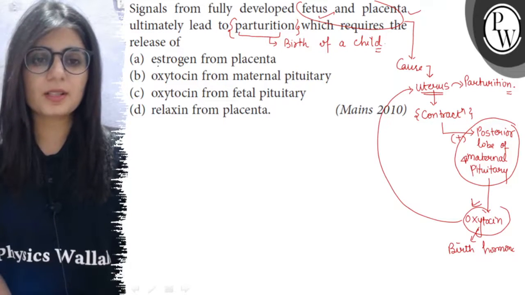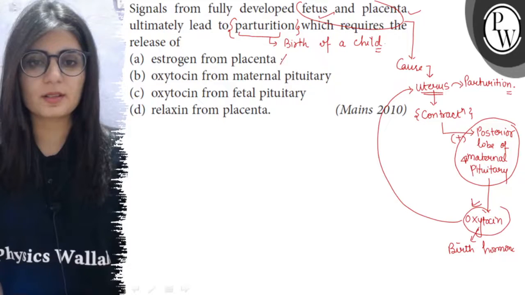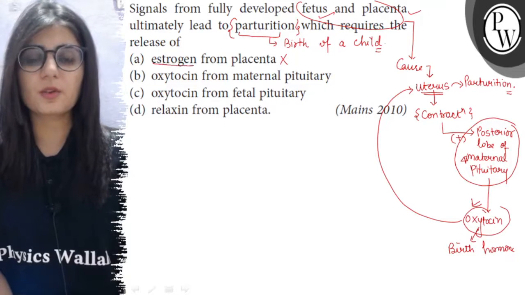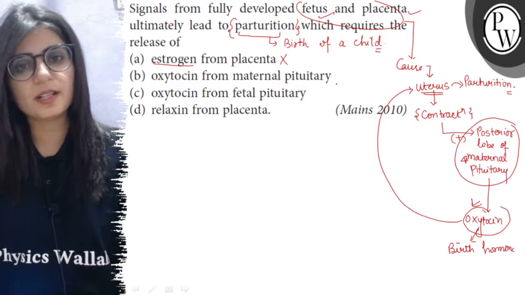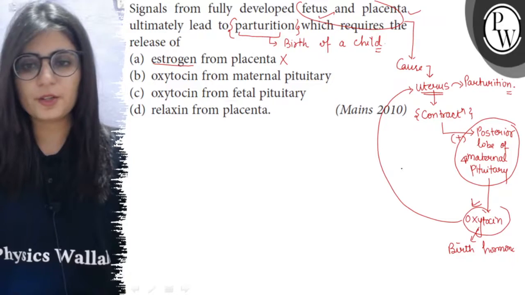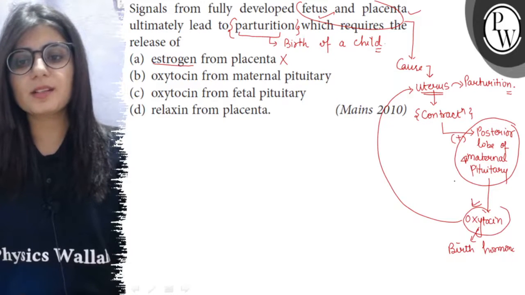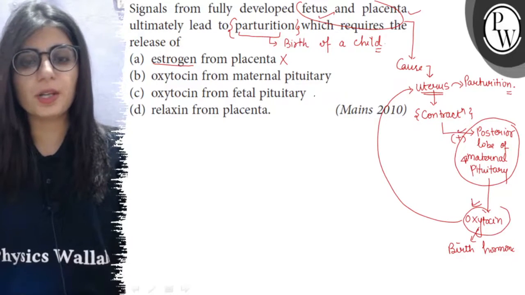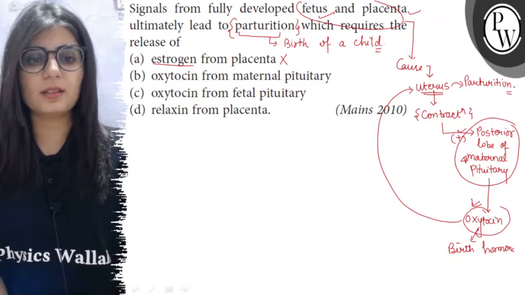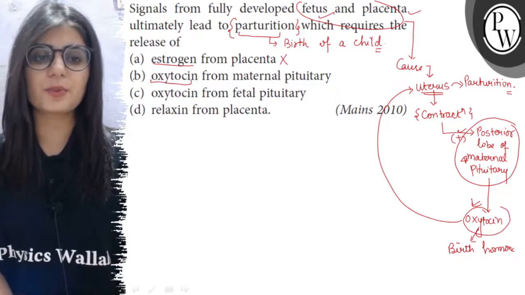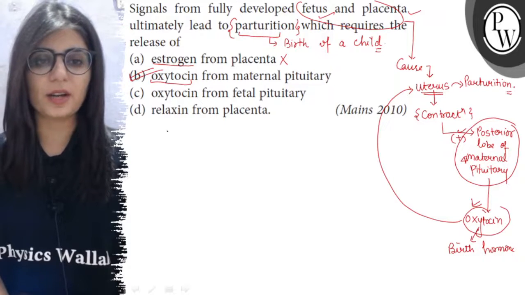So the first option is estrogen from placenta. No, this is not the right one because estrogen is not responsible for the birth of the child. The next option is oxytocin from the maternal pituitary. Obviously it is the right answer because I told you that the maternal pituitary is triggered or stimulated by the fully grown fetus and placenta, and it releases the oxytocin hormone, which is responsible for the birth of the child. So it is the right answer.